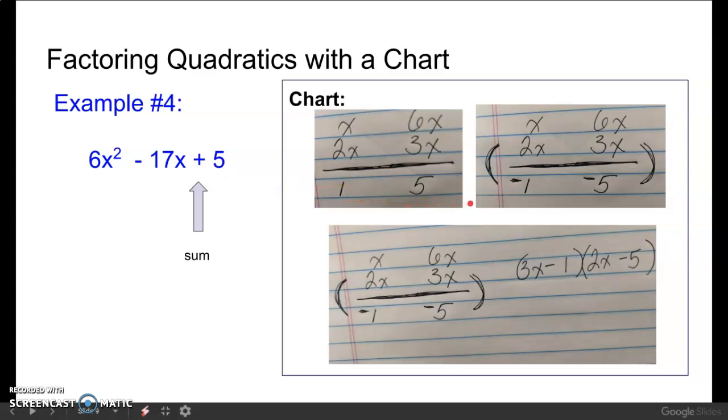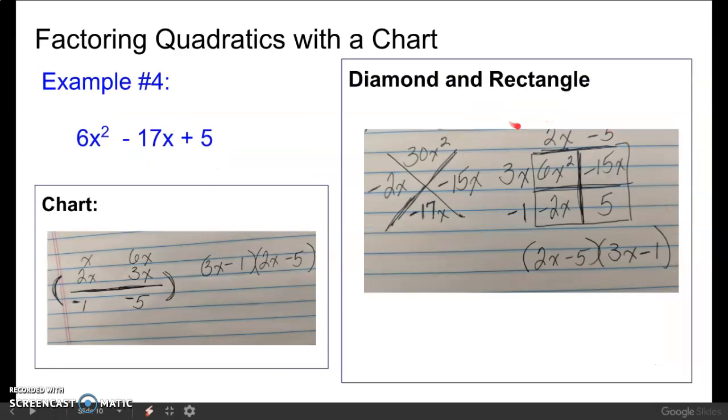All right, this time, since I'm looking for a sum of negative 17, both of these need to be negative. So I want a negative 15 combined with a negative 2. All right, so negative 2x and negative 15x gives you negative 17x. And then the 3x and negative 5 are my outers, and then my 2x and negative 1 are my inners. Again, if you just put your term with the variable first and your constant second, that will help you avoid mistakes there. All right, let's see how it compares to the diamond and rectangle.